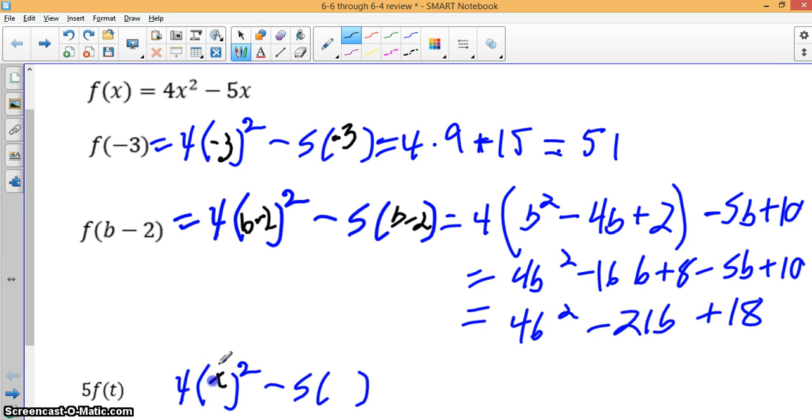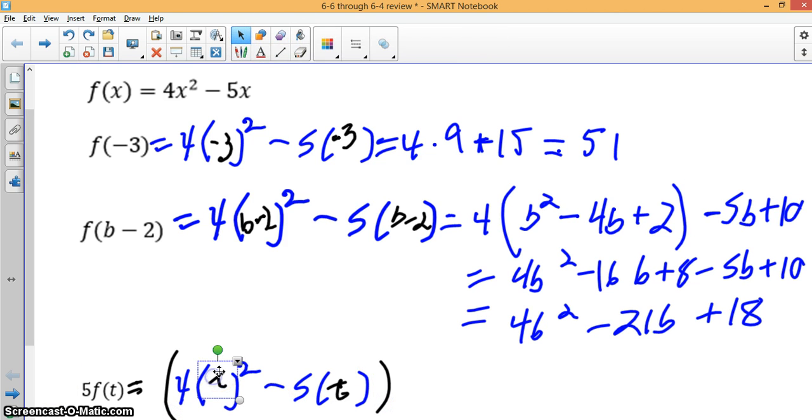T squared t, okay? And then the difference is it's 5 times f of t. So this is f of t here, okay? It's supposed to be a t. It kind of doesn't look like it. There we go, that's a little better. Okay? It's 5 times f of t. So I have to put the 5 there. So it's 5 times f of t.